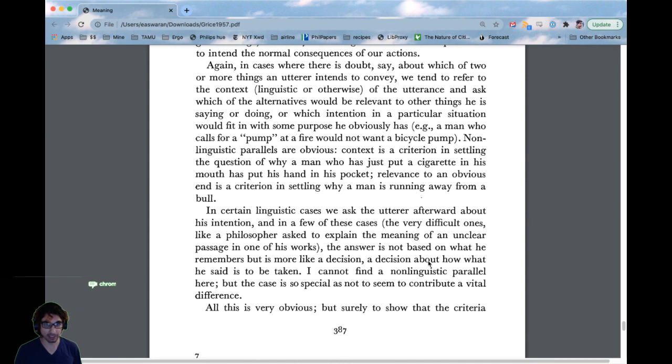Non-linguistic parallels are obvious. Context is a criterion in settling the question of why a man who has just put a cigarette in his mouth has put his hand in his pocket. Relevance to an obvious end is a criterion in settling why a man is running away from a bull. In that case, it's probably because he doesn't want to get gored by the bull.